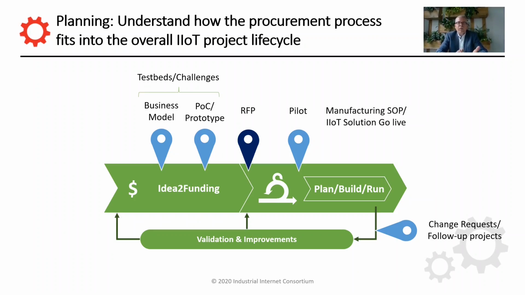And then when you look at the typical planning process for an IoT solution, there's typically two main phases. The first one is what we call idea to funding. So here we're talking about, for example, working with RIC to execute test beds, challenges, and so on. Develop your business model, for example, using the RIC business model builder and so on. Trying this out in terms of lightweight proof of concepts or prototype projects, etc.